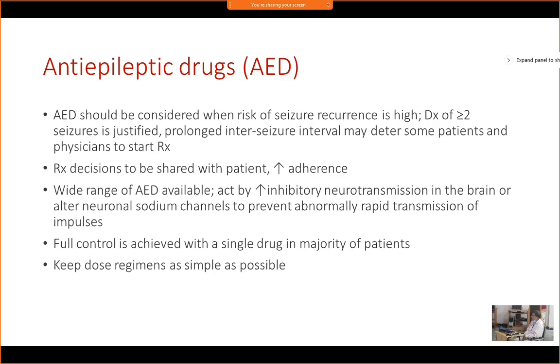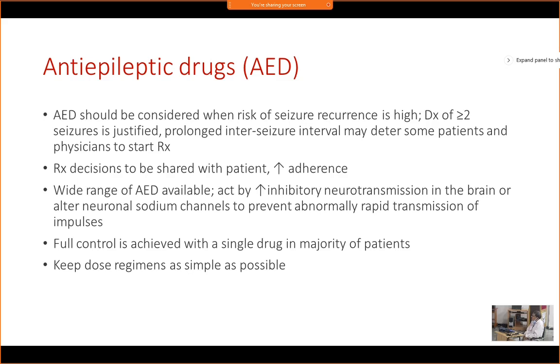We have a wide range of drugs. And how do they act? They act by increasing the inhibition of neurotransmission in the brain. Because epilepsy occurs because of increased excitability of the neurons for whatever reason, and a reduced threshold. Here, these drugs will increase the inhibition of neurotransmission inside the brain, and that will prevent abnormal transmission of impulses.